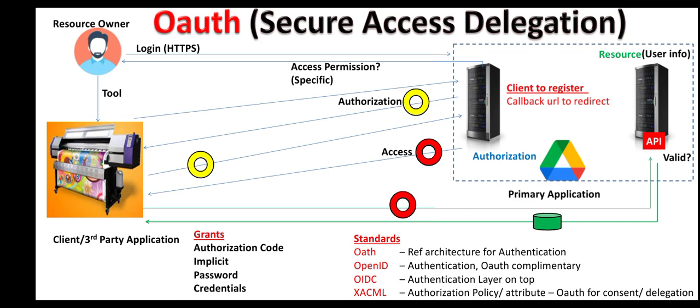So OAuth can also be used to define authorization policies, but it is identity based, whereas this extensible access control markup language is more granular than OAuth, and it can define the authorization policies at attribute level and also keeping in view the context.